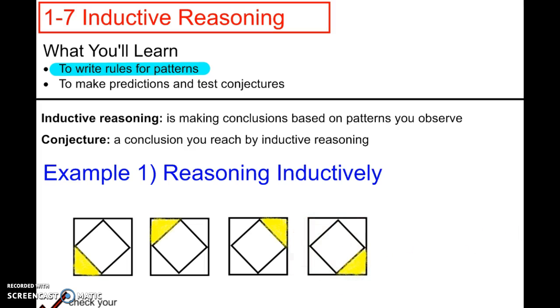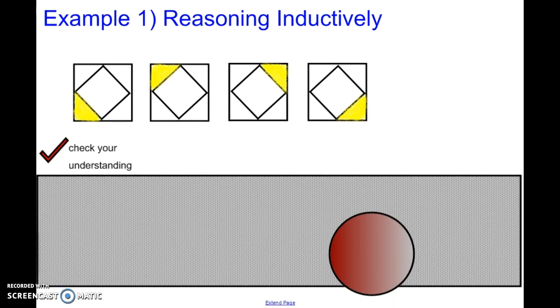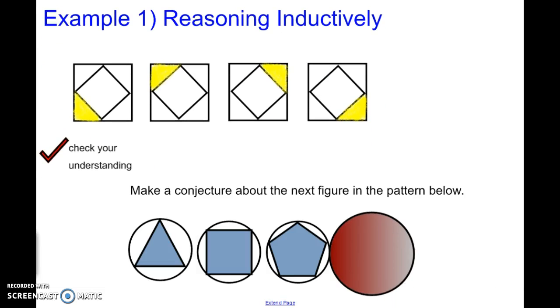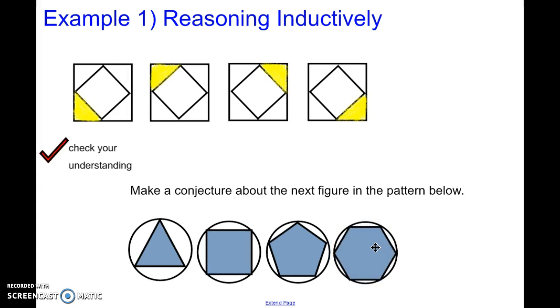Now it is your turn. Make a conjecture about the next figure in the pattern below. Notice we have a circle with a blue triangle inside, a circle with a blue square inside, a circle with a blue pentagon, and then the last one would be a circle with a blue hexagon.